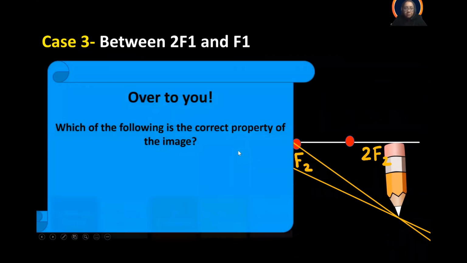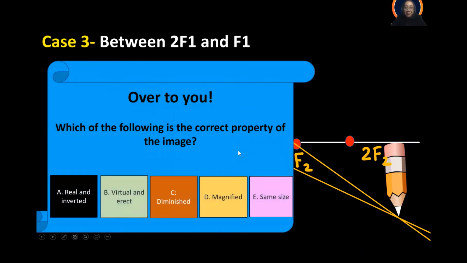So now, can you guess correctly what is the correct option? I have already given you one hint. Now can you guess the other one? Write down the answer in the chat, the correct property of this image, when the object is placed between 2f1 and f1. I'm sure that you are answering it correctly. Wonderful. Just keep on trying. I have already given you one answer. Try to guess a second one.